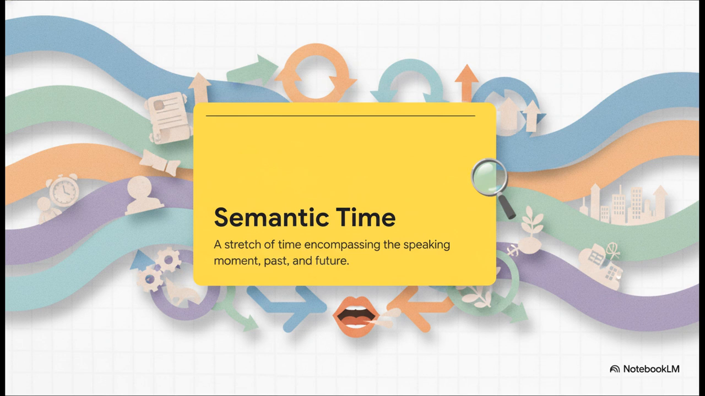Consider eternal truths like water boils at 100 degrees Celsius. Semantically, this is a present reality, even though water boiled in the past and will definitely boil in the future. Or think about the historic present used in storytelling, such as, "So I'm walking down the street yesterday and this guy comes up to me." We are using the grammatical present tense to describe a semantic past.